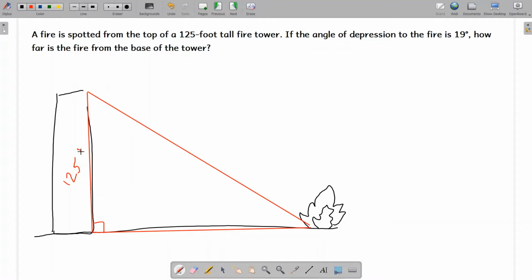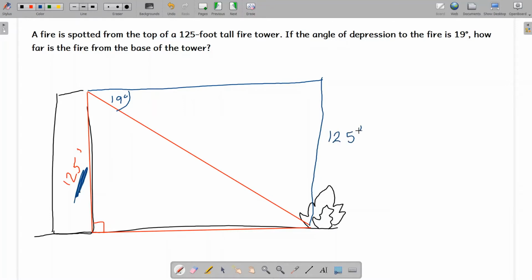Now, an angle of depression, remember, is different. An angle of depression gives us really like a flipped over triangle compared to this. So I'm going to draw this in blue. So really, angle of depression would be setting up a triangle like this. We're looking down from the tower to the fire. So this angle is the angle of depression. So that's 19 degrees. Now, this 125 that I had over here, that's really the same as this right here. And we're trying to figure out how far away the fire is from the base of the tower, which would be this distance, or in the blue triangle, it's going to be this one up here.